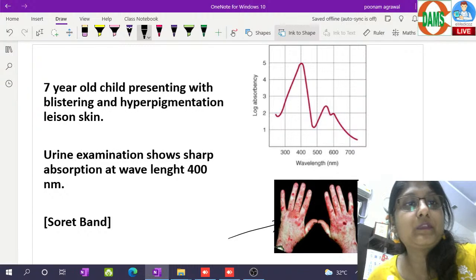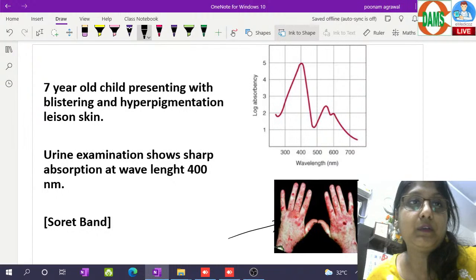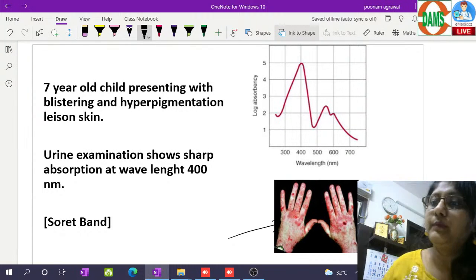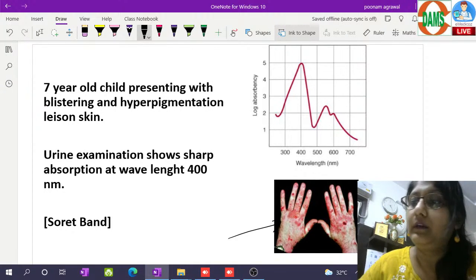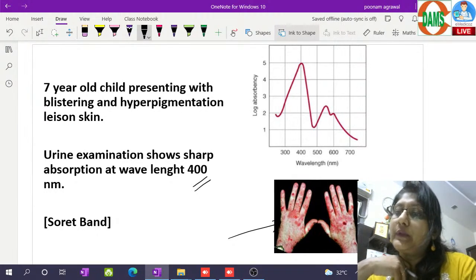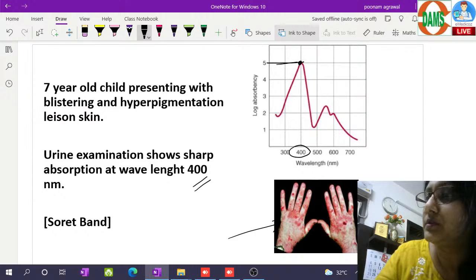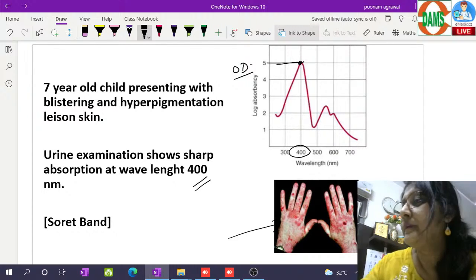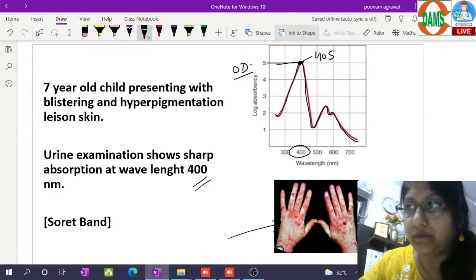So what I was telling is that this is a case where a 7-year-old child is presenting with blistering and pigmentation, and urine examination is showing you a sharp band which is showing the peak absorption at 400 nanometer wavelength, right? This is the peak absorption. This is OD, absorption unit, and various wavelengths of light are passed, and suddenly at 400 nanometer wavelength it is showing you peak absorption. To be exact, it is 405 nanometer.